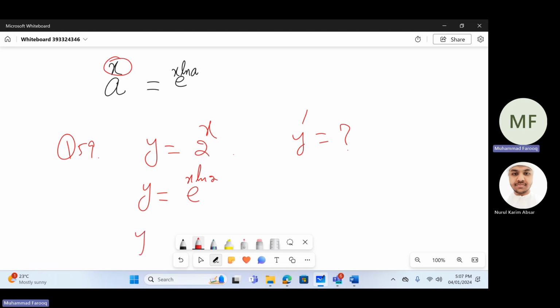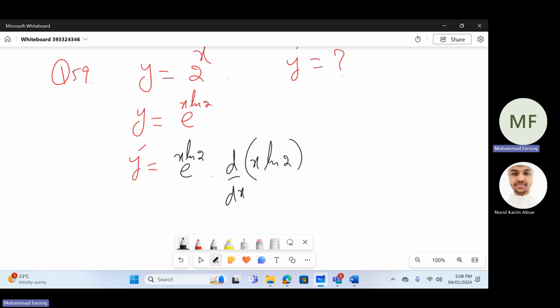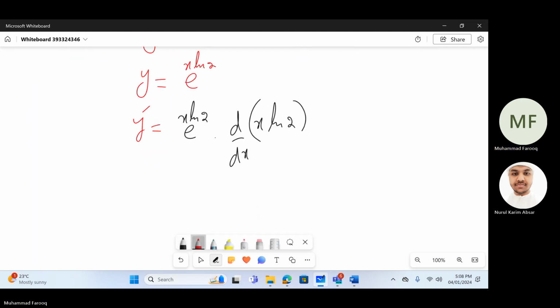Now you can get y prime. Now we know very well the rule for the derivative of the base e exponential function. What is that? Copy the same function, times the derivative of the power. So e to the power x ln 2 as it is, times the derivative of the power. The power is x ln 2. Yes or no? Yes. Okay, good.